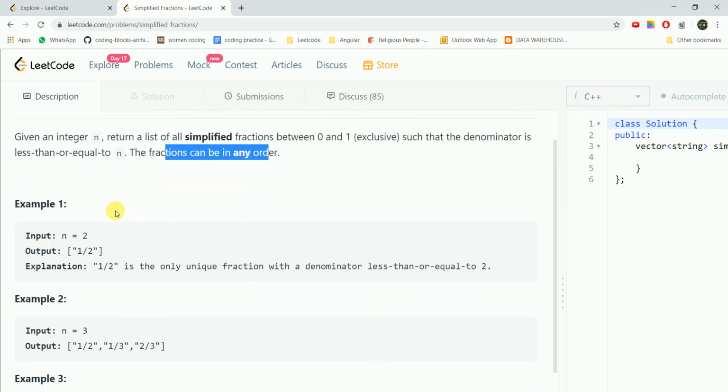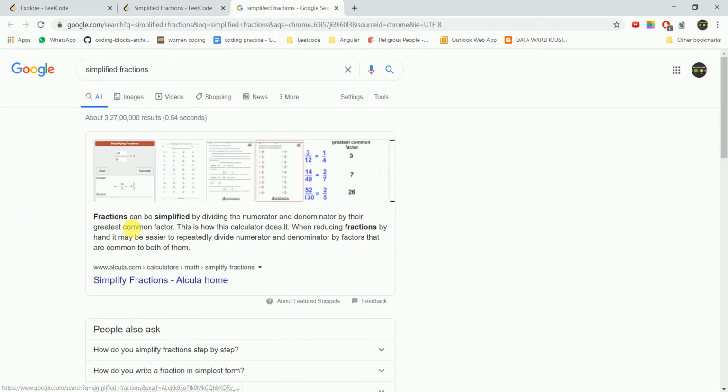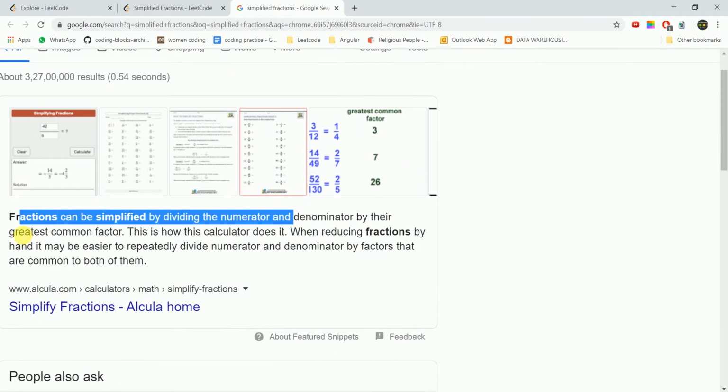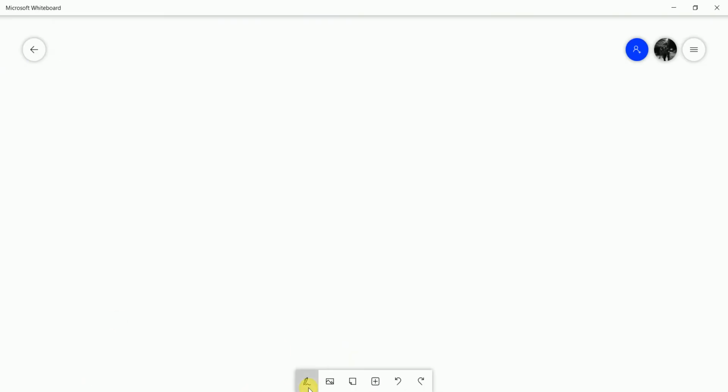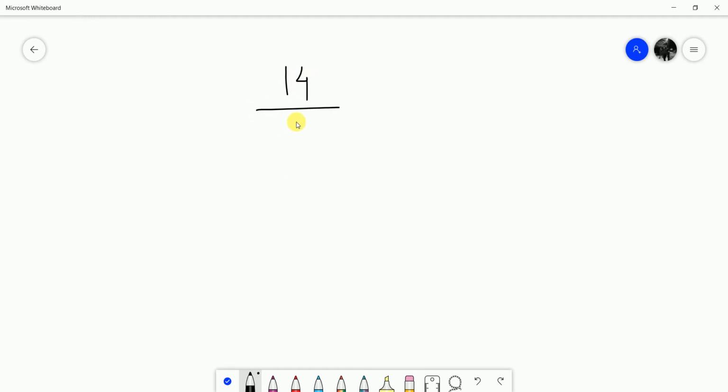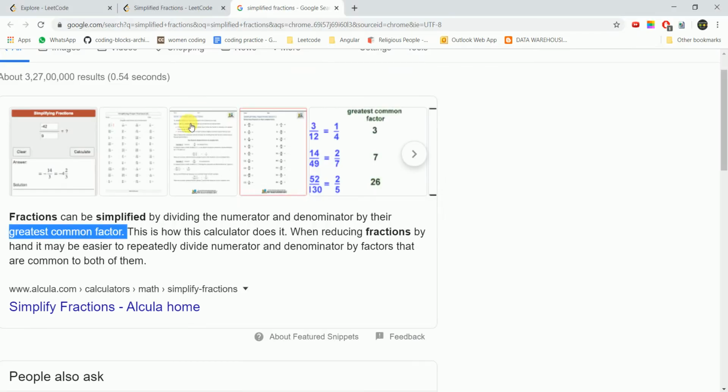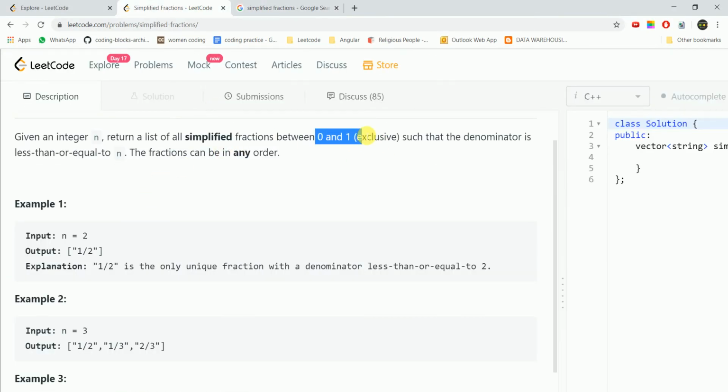So what does simplified fraction mean? Let us understand first. Fractions can be simplified by dividing the numerator and the denominator by their greatest common factor. So this is the GCD basically. The simplified fraction of this number will be when I'm reducing it to the smallest form. So it will become 2. What we are required is all fractions between 0 and 1.